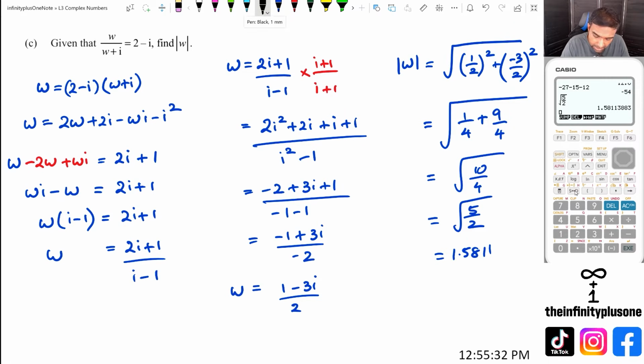Grades wise, this is, what is it? Yeah, this is just a merit question. So to get up to here is a merit. Reaching line 1, which is up to here, will get you an achieved. All right, so next question.